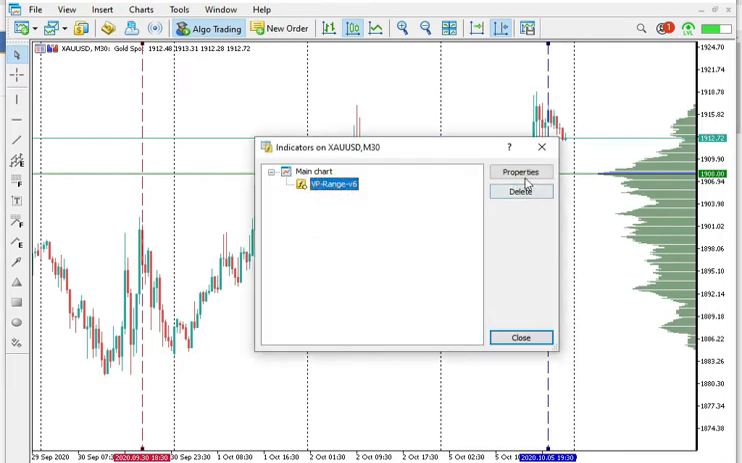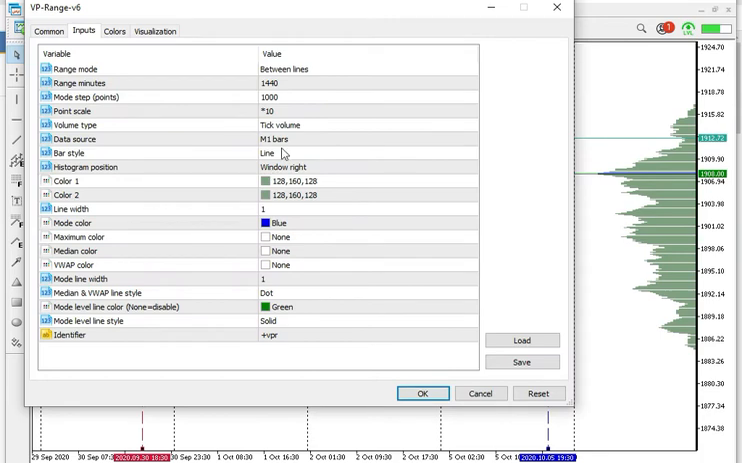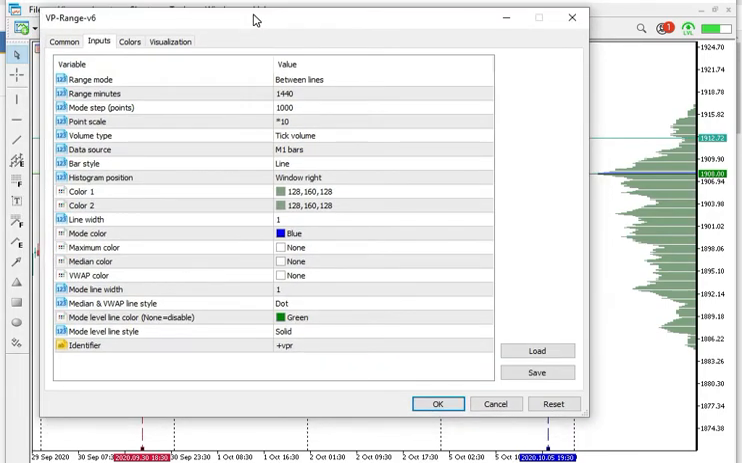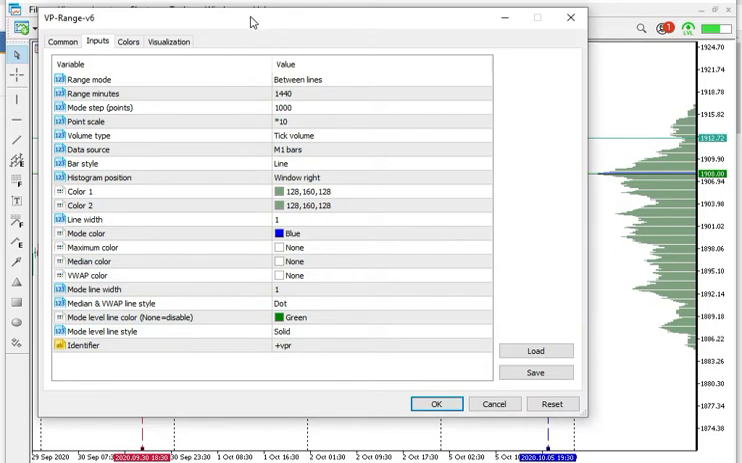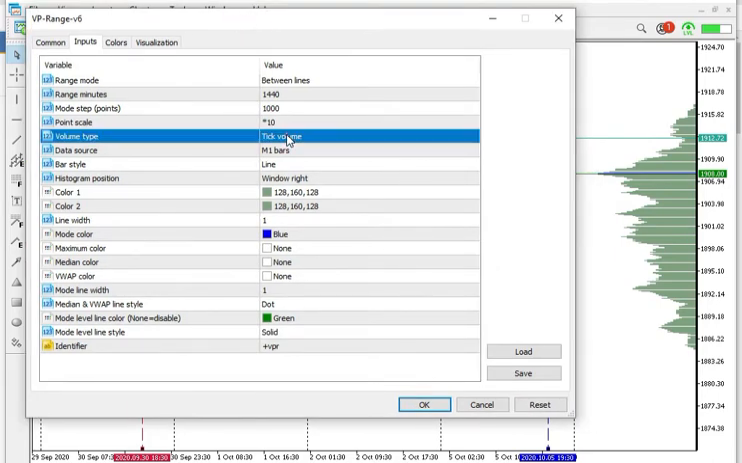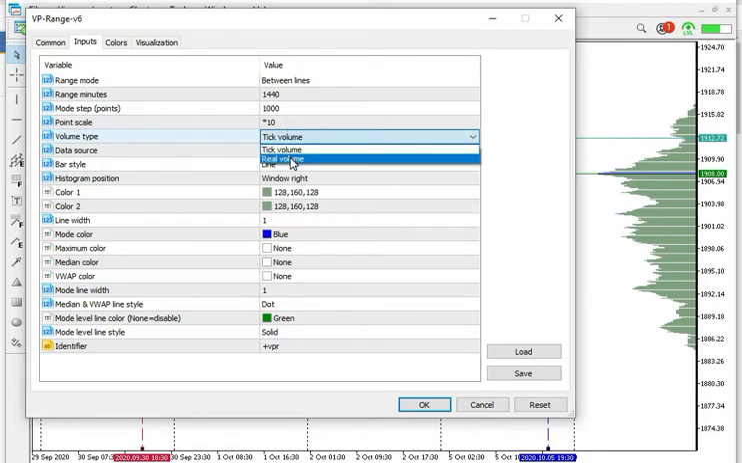Now let's go on to our next setting, tick volumes. If your broker provides you with real volumes, you can choose between tick volumes or real volumes. The brokers I have only give us tick volumes. They don't give real volumes because it's not a centralized market. This is the forex market.